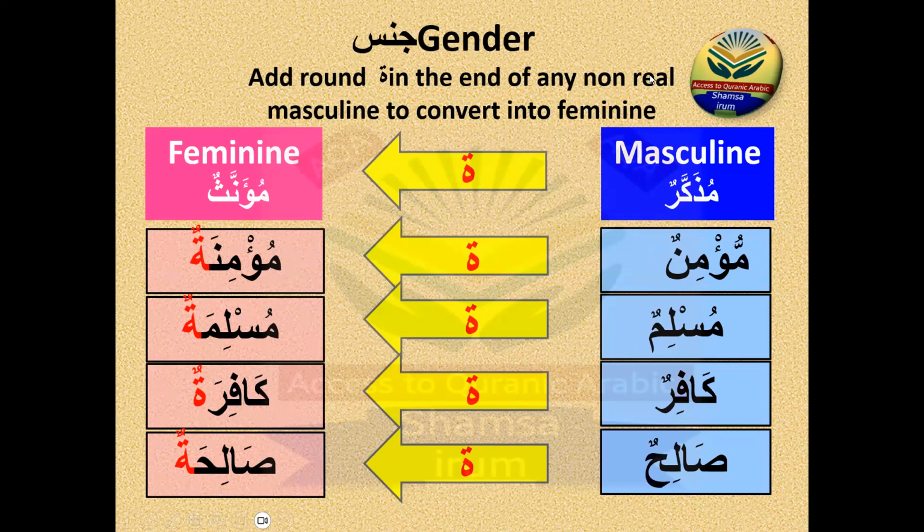And why do I say non-real? Because you can't add the round ta to the real masculine, like abun. Abun means father. If I add the round ta in the end of abun, will it convert into mother? No, because mother already has another word, ummun. So we don't need to add the round ta in the end of the real masculine, because we use them as they are, as a masculine or as a feminine. I am talking only about the non-real masculines.